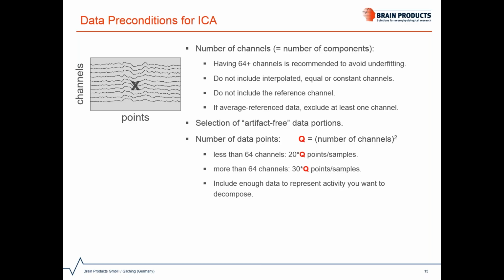Lastly, ICA needs sufficient data for training. There is a rule of thumb how many data points to use at least, depending on the number of channels. For 60 channels, for example, you have to calculate 20 times the number of channels squared, so 20 times 60 times 60, which is 72,000 samples. With a sampling rate of 1000 Hertz, this would be 72 seconds.